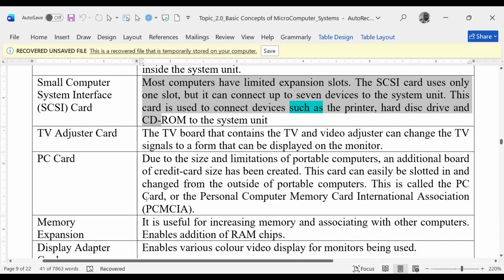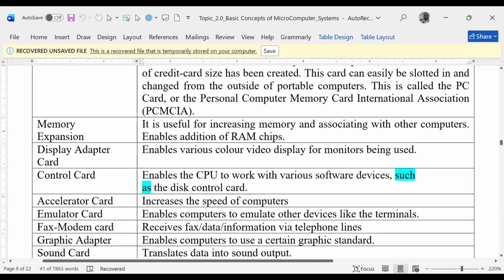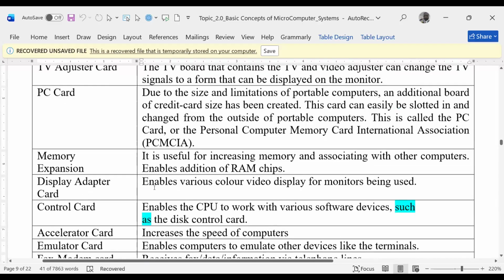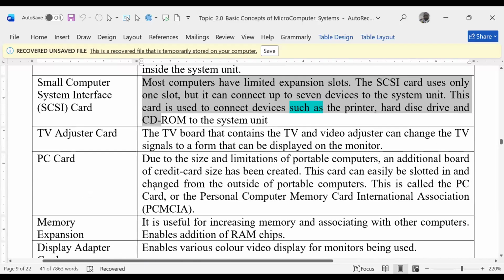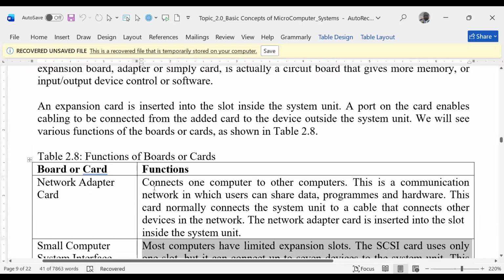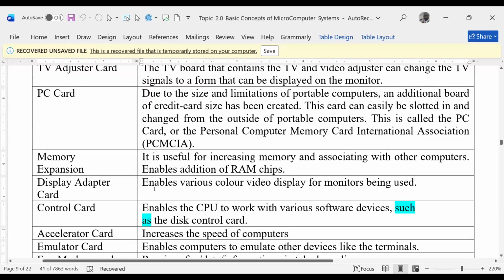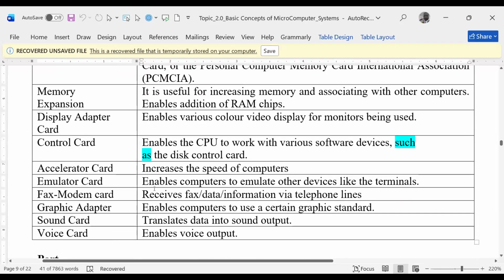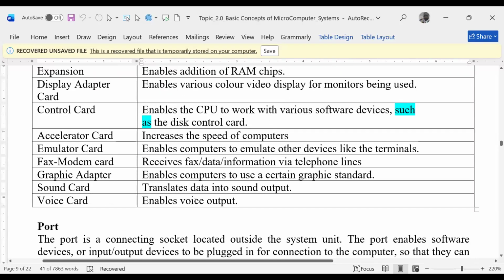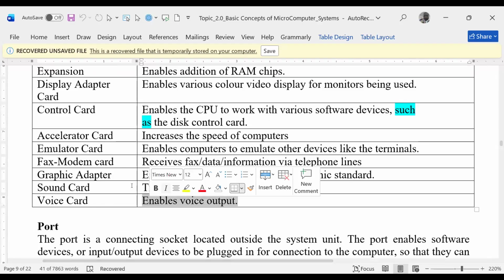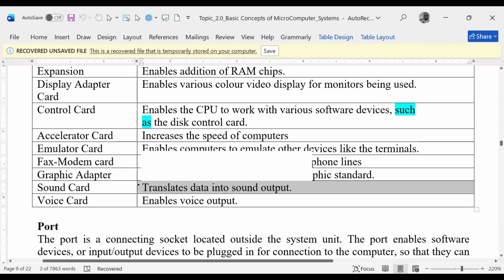So if you buy a computer, these settings are not there. You can add them so that you upgrade your computer to meet your needs. Different expansion cards or boards that can be added to your computer: control, oscillator, emulator, fax, modem, graphics, sound. For example, the voice card supports voice output. No voice card, you cannot hear. Then the sound card, when you speak into a microphone or whatever, converts this sound into output for you.